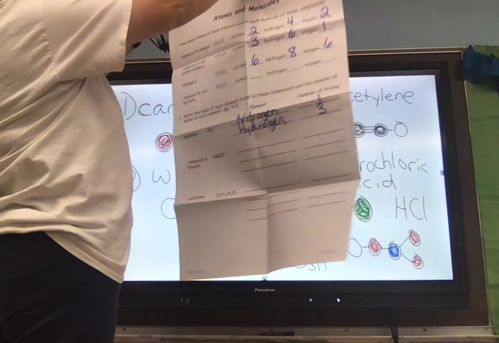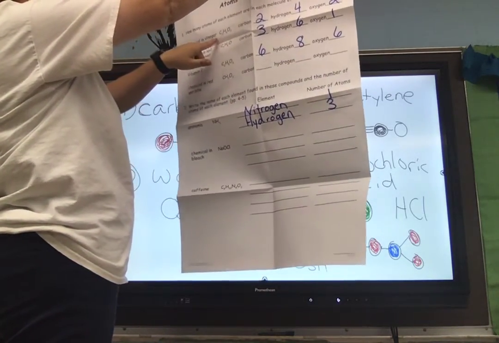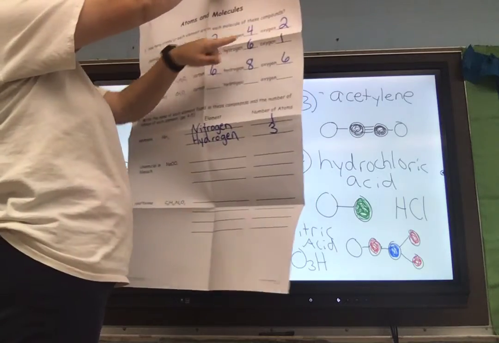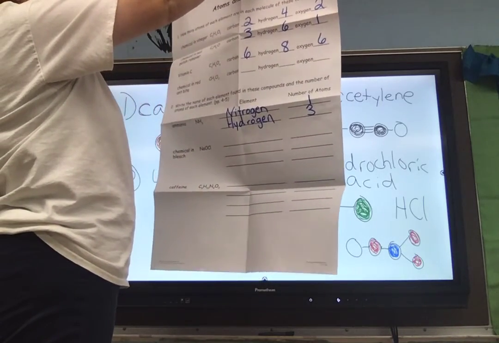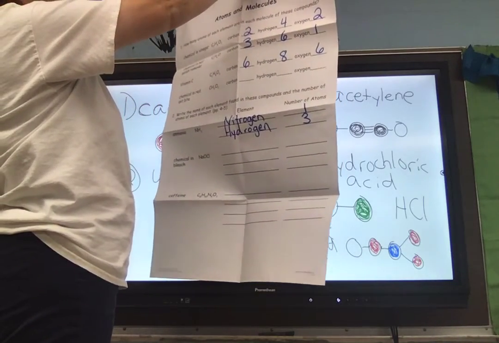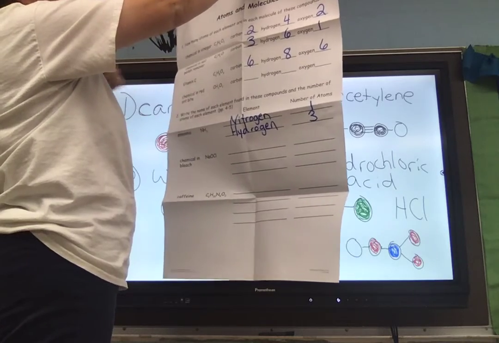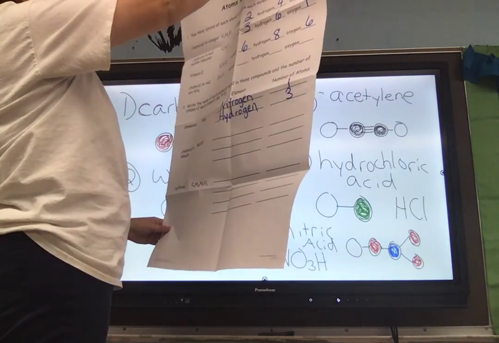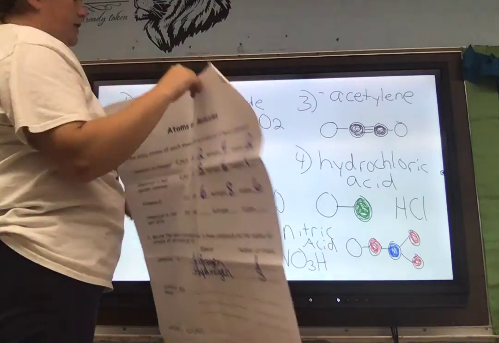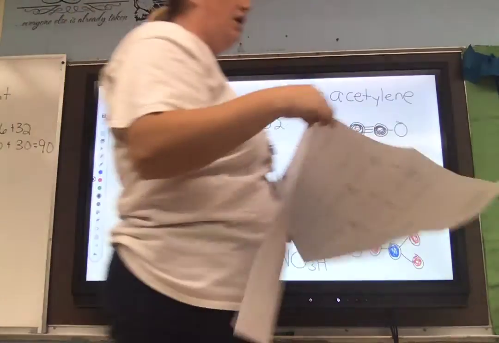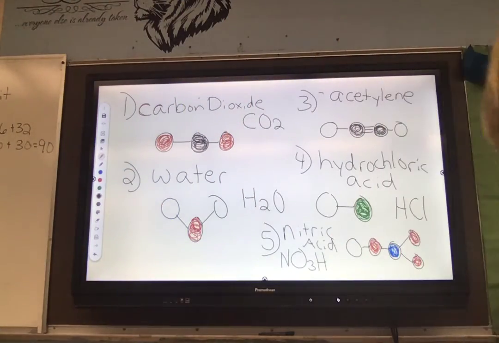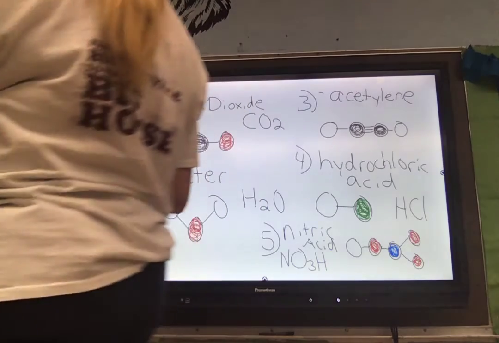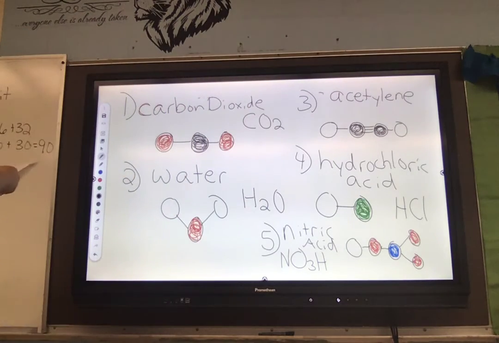So you could do vinegar. You could draw that. You could do nail polish, the chemical nail polish. You could do vitamin C. You could do your red ant bite. Anything that we have the colors for, you can draw. Tell me which one you're drawing and what your elements are and how many of each you have. And that will finish that sheet.